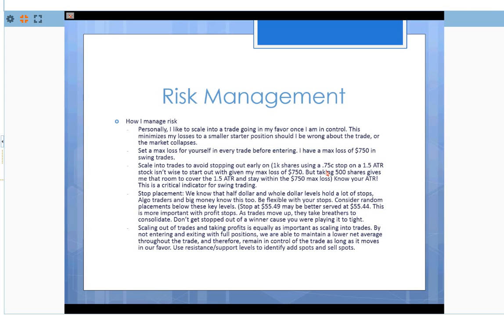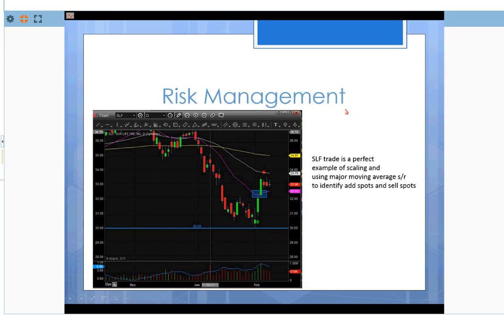And again, we use support and resistance levels to identify those add spots and those sell spots. When we're looking at a bunch of charts tomorrow, we'll see pretty obvious signs of support and resistance. It's not hard to identify them. You just have to make sure you're aware of them before your trade reaches them, so that you're in charge and you're not subject to whatever's going to happen at that area, which is generally going to be more volatile than a stock that's trading inside of a range and not at a resistance or support level.